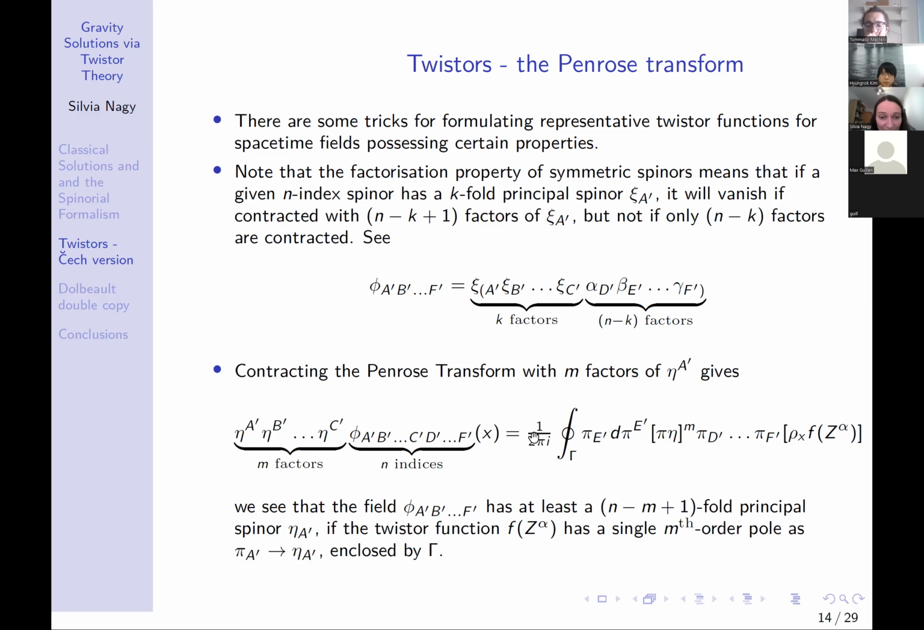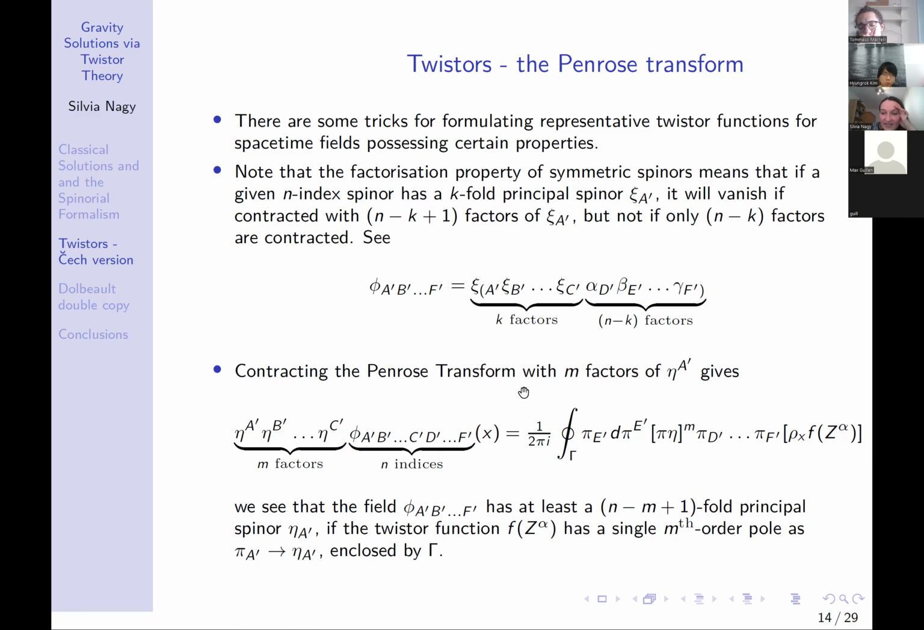So now we will use this in the Penrose transform. Let me take a field phi with n indices, and I will contract this with m factors of this eta. So this will give me m factors of this product pi eta. Then the statement is that if this field has an n minus m plus 1 fold principal spinor, then the Twistor function f has an mth order pole.